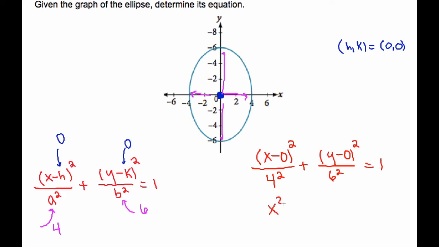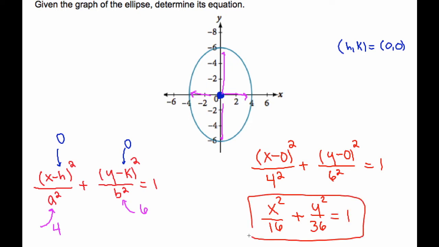Simplifying, we get x squared over 16 plus y squared over 36 equals 1. And we're done.